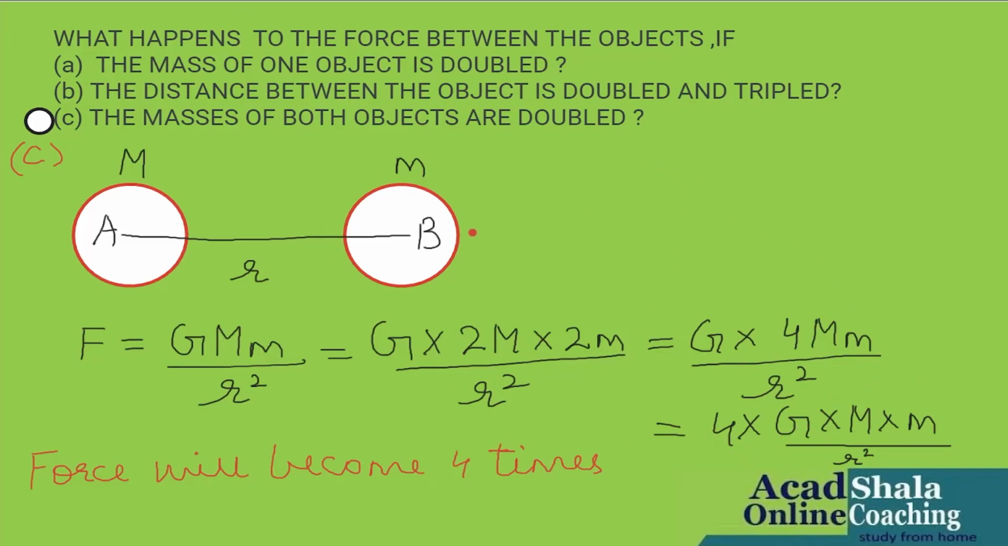So this is the way we solve the numerical, no matter whatever they say, whether the masses are doubled, the distance between the objects is doubled or tripled, or the mass of one object is doubled. Accordingly, you keep on changing the expression and then you will get the final expression, and after getting it, put it in words, and this is the way numericals are done. Provided you know the basic thing. What is the basic thing? That is this expression. According to the demand of the numerical, keep on changing it, and then you will reach the final expression, put it in words, and the work is done.